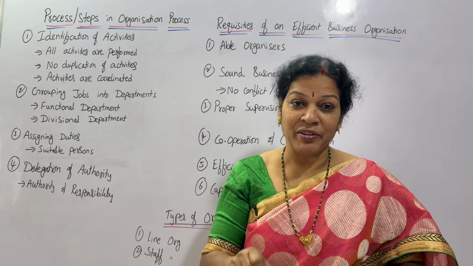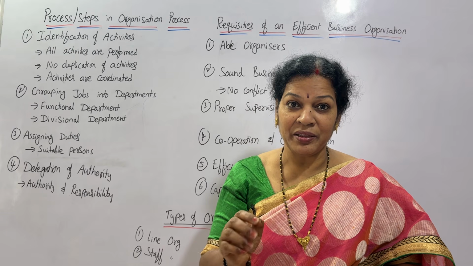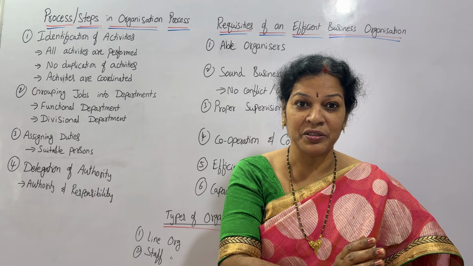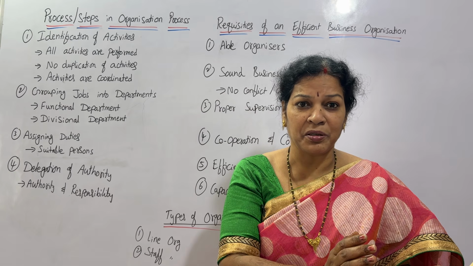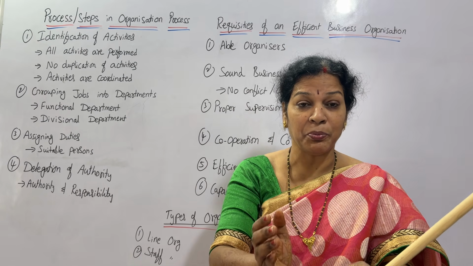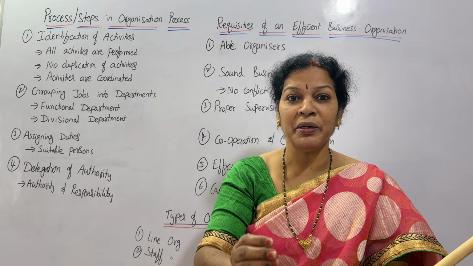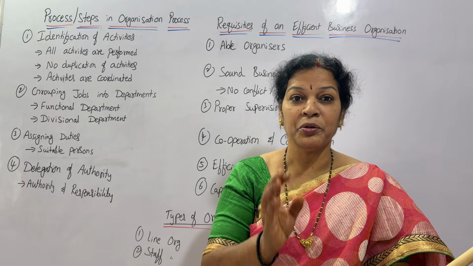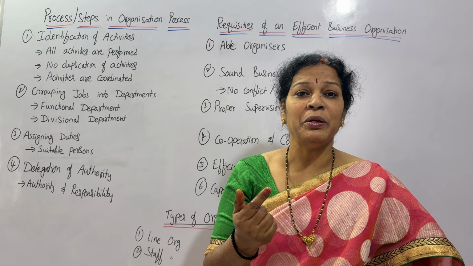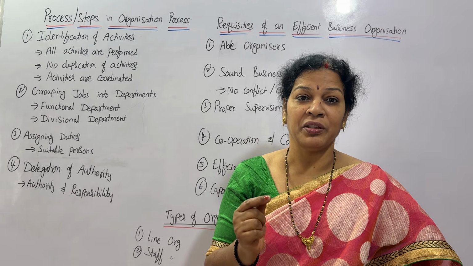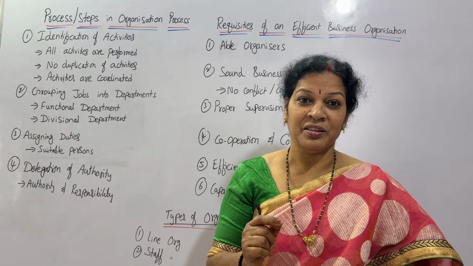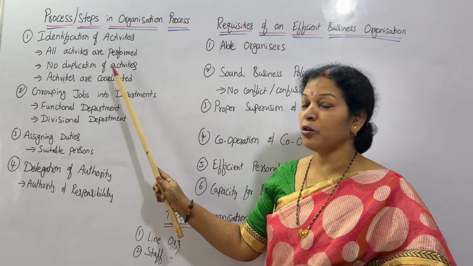That happens whenever you are not deciding properly. When this activity is given to so and so person and he is the responsible person, or that activity is given to a particular department and that department is going to handle and accomplish it, then there will be no chance of duplication of the activity. Do you get it? This is no duplication of activities.